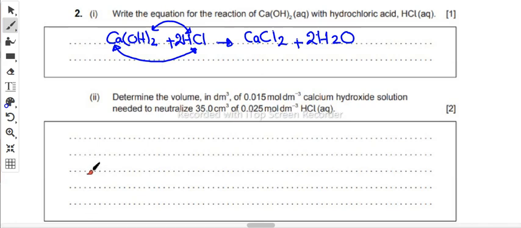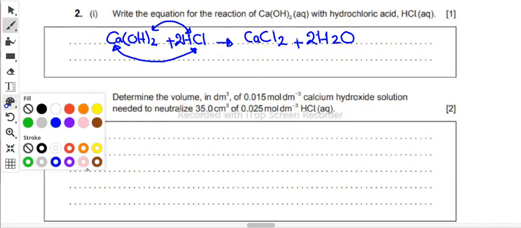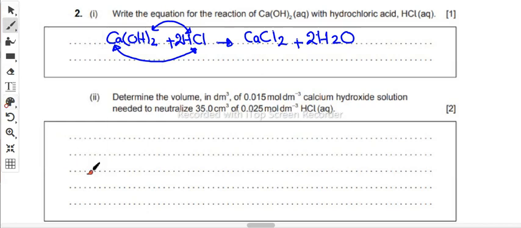I. Determine the volume in decimeter cube of 0.15 calcium hydroxide solution. So in this question, it's asking me to find out the volume. So I'm going to underline my equation. So here I need to calculate the volume in decimeter cube, and I have its concentration, which is 0.015, needed to neutralize. I have the volume of the hydrochloric acid, so this is 35.0, and I have the concentration, which is 0.025.